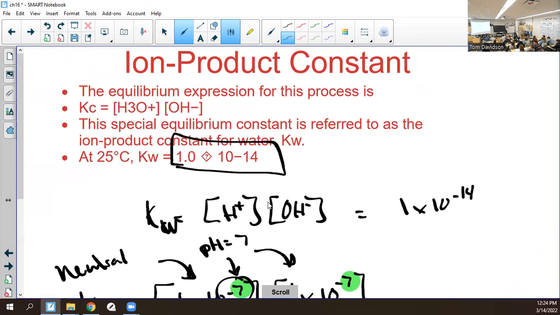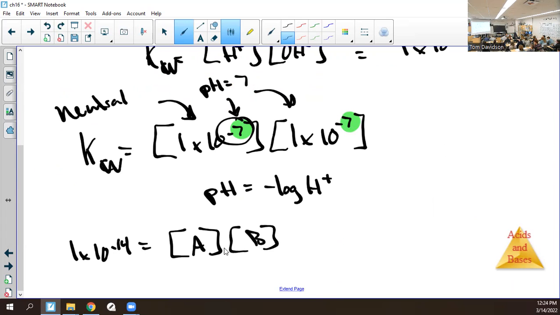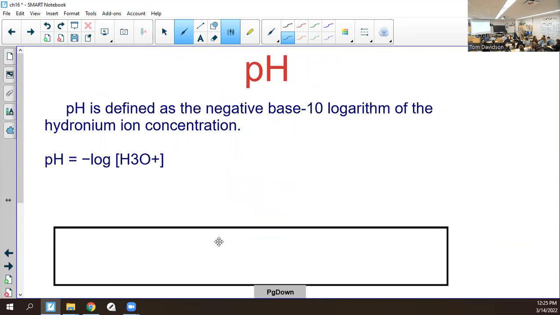Okay, now we can use Kw. It's always a constant value. So if I know that 1 times 10 to the negative 14 is equal to the product of A and B, if I know A or B, I'm ready to roll. You kind of with me? It'll all come together in a minute, I hope. All right, so I'm not going to worry about that yet.